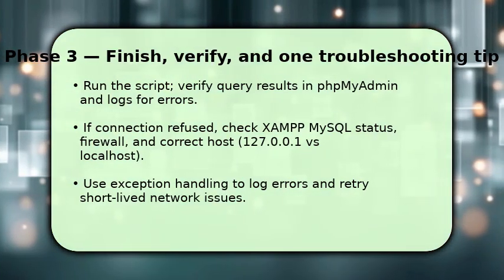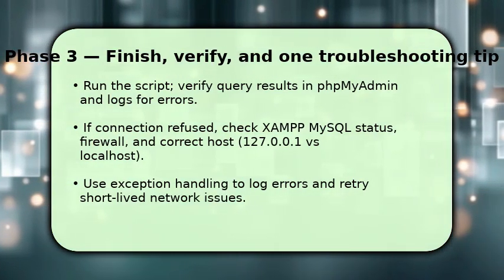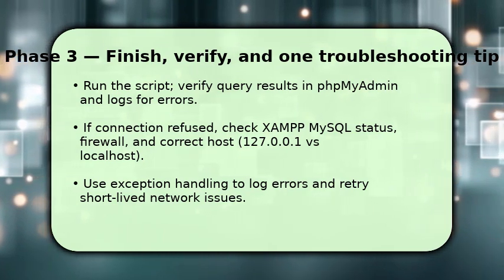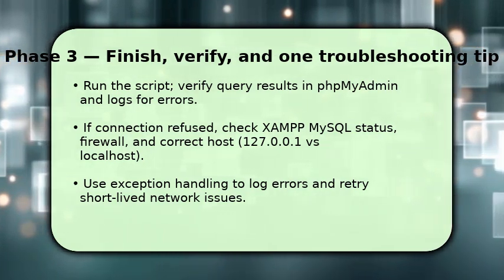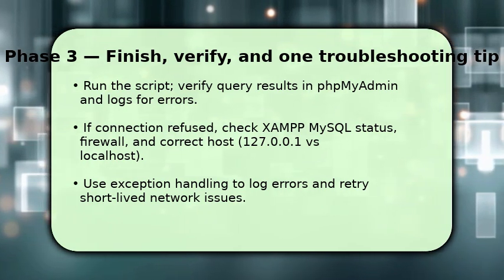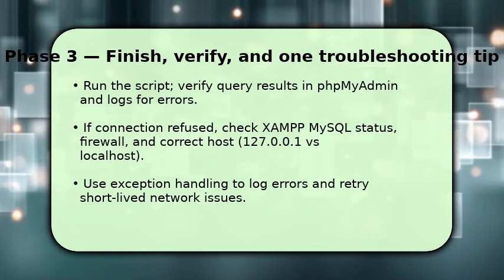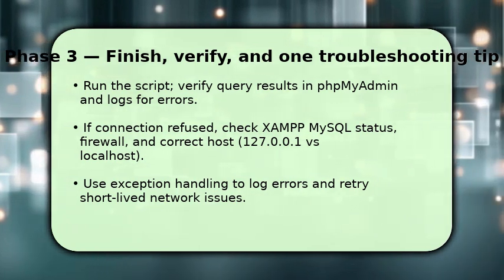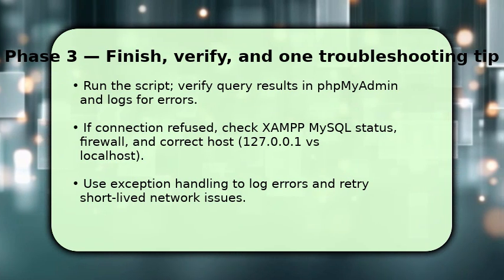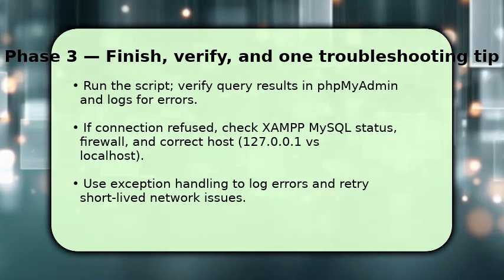Finally, run your Python script and verify changes appear in phpMyAdmin. This confirms end-to-end success. If it fails, check that MySQL is running in XAMPP, that the port is correct, and that your firewall isn't blocking connections. Use 127.0.0.1 rather than ambiguous host names.